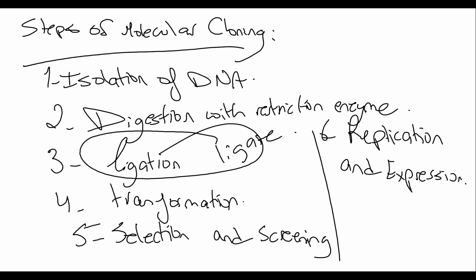Transformation, the recombinant vector. What is the recombinant vector? It is the vector that has both the vector and the DNA that was taken out from the organism by restriction enzyme. This recombinant vector is introduced into a host cell. Who is the host cell usually in cloning? Host cells in cloning are usually bacteria.